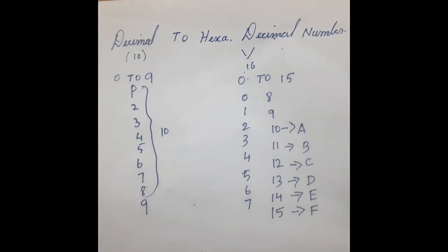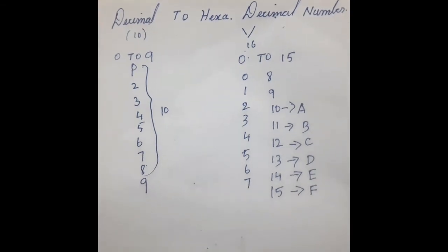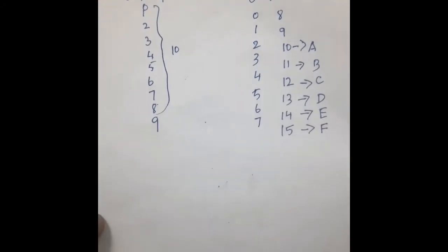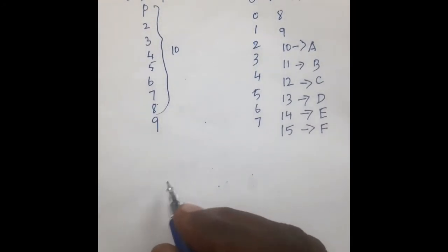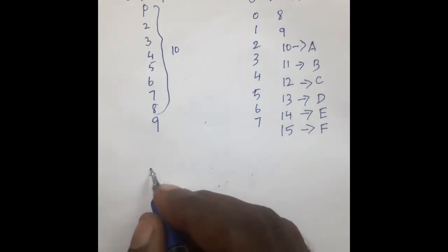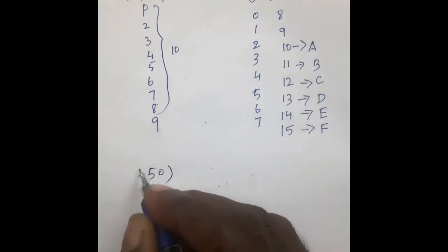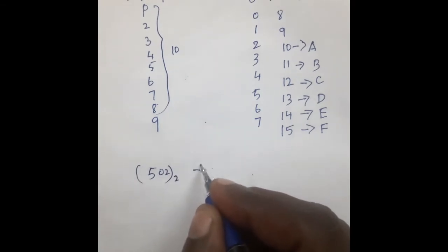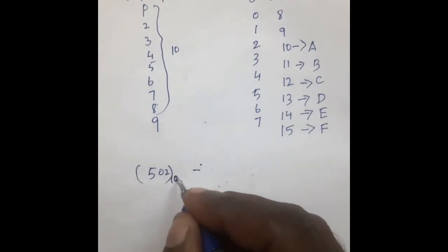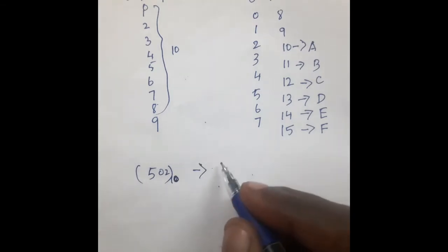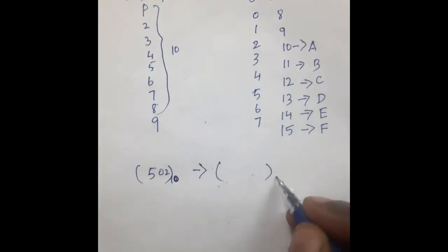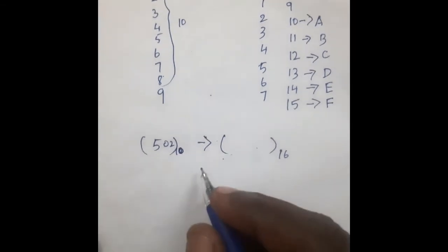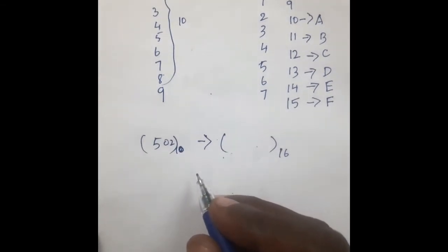Now let us see an example how to convert a decimal number to hexadecimal number. For example, we'll take a number 502, a decimal number. This has to be converted to hexadecimal number system. The same method, repeated division by 16.